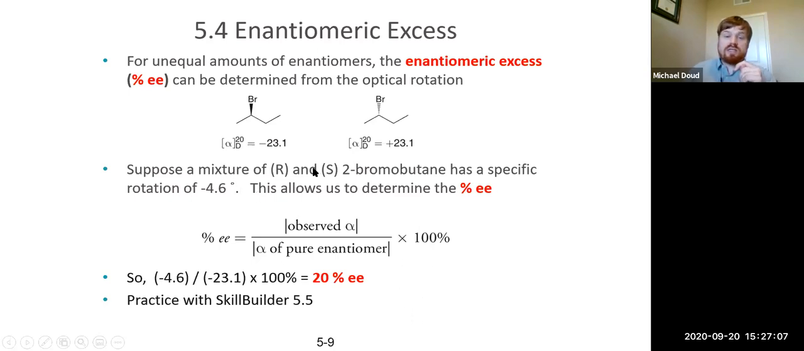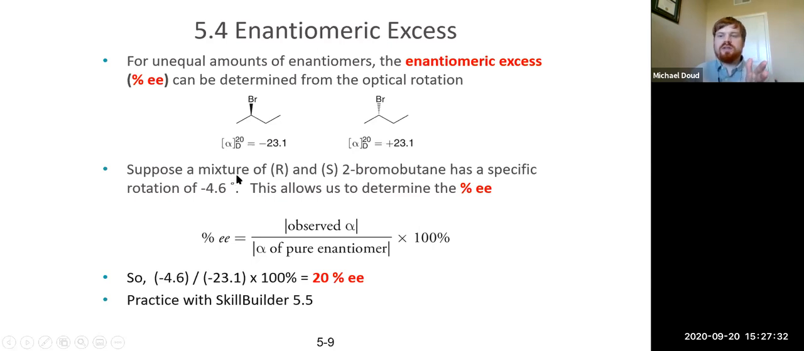Now, we see here that R is negative 23.1, and S is positive 23.1. If we have a specific rotation of negative 4.6 degrees in our sample, which is a mixture of the two, which one do we have more of?